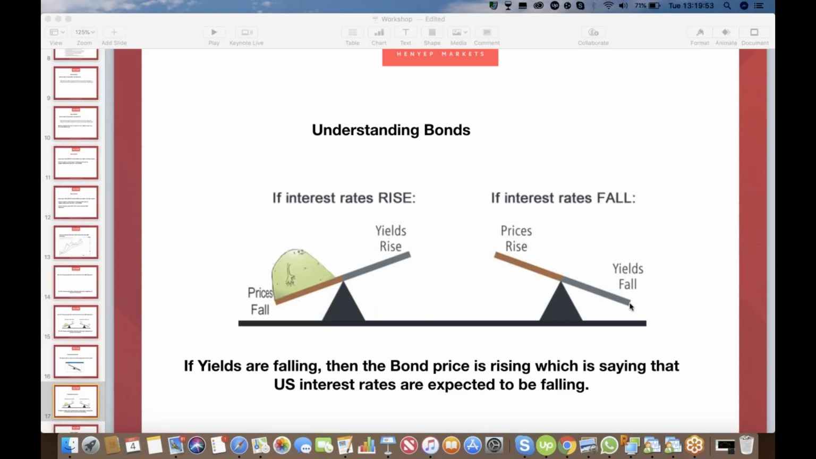All right? Now, when you look at this again, you will see. So here we go. If yields are falling, it means prices are rising and interest rates are falling. Yeah? And this is exactly the scenario that we have at the moment. Look at the bottom of the screen. If yields are falling, like here, then the bond price is rising, which is saying that US interest rates are expected to be falling, right?